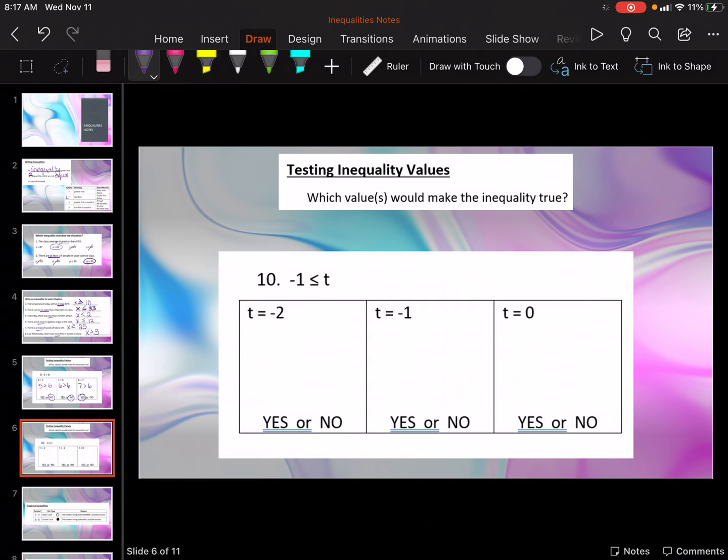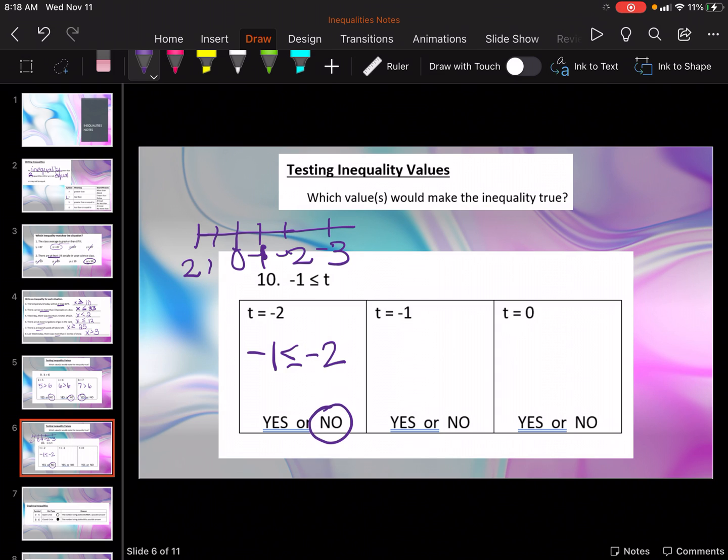So here we go with some negatives. It's okay. So -1 is greater than or equal to -2. So think about a number line. We have 0, 1, 2, -1, -2, -3. Think about the closer to 0, the greater it is. So -2 is farther away from 0, so this is not true. Is -1 less than or equal to -1? Yes, that's true because it's equal to.